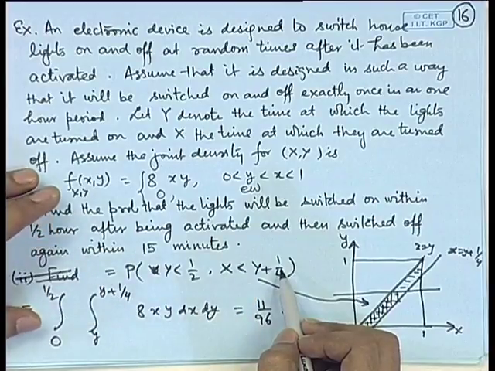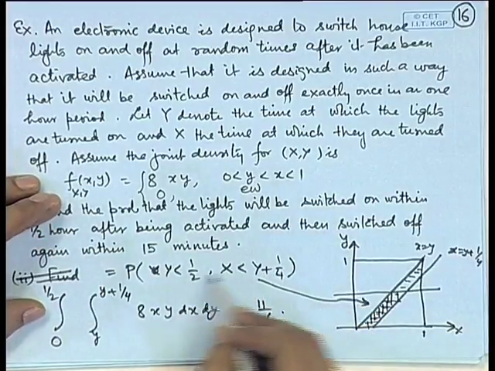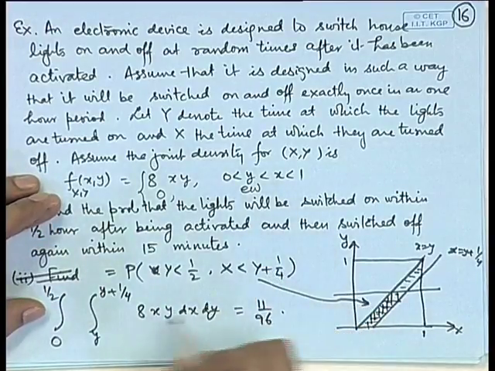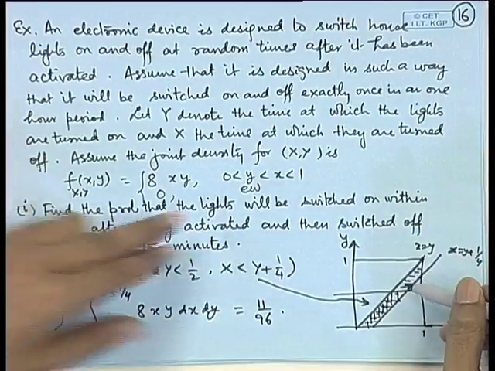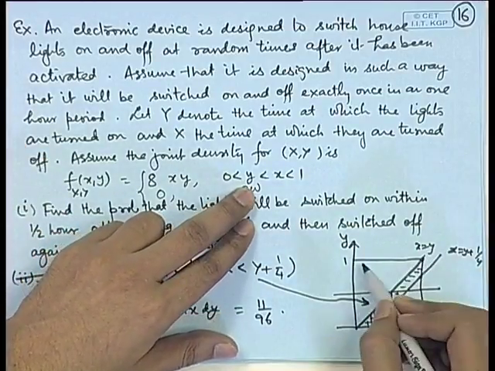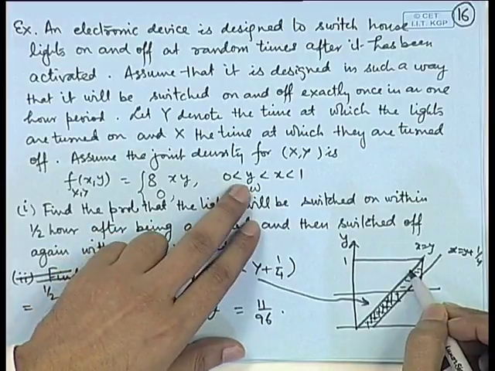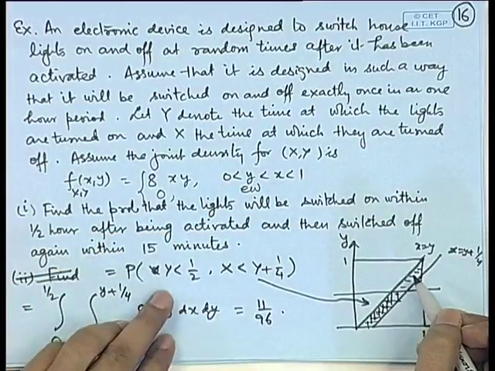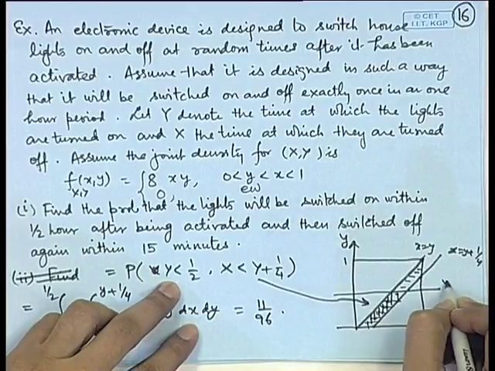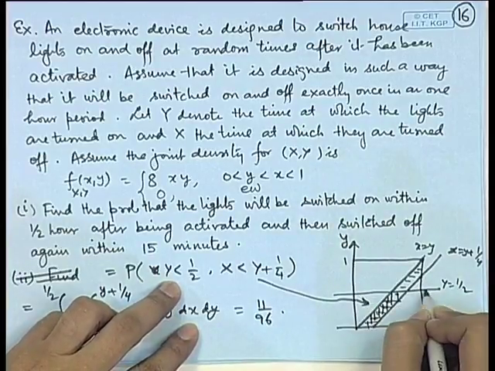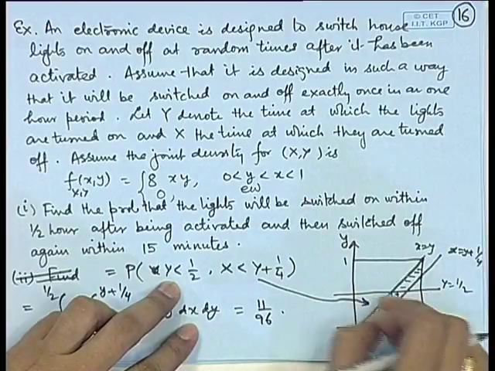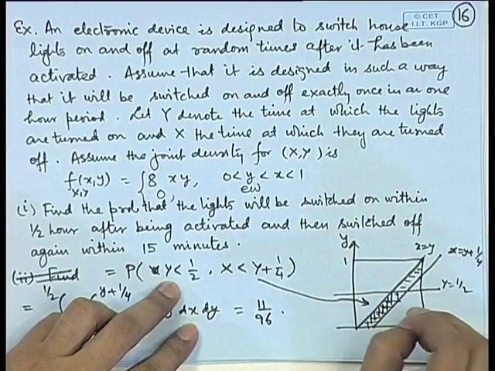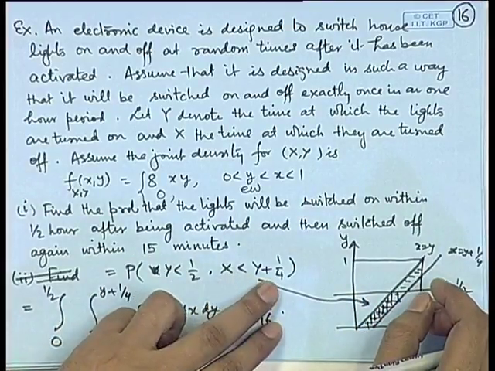Now, to determine this probability, we look at the region of integration of the density. You see here, in a unit square, the density is defined for y less than x, that is this region. Now, here y less than half means that we are in the bottom region, and x is less than y plus 1 by 4.